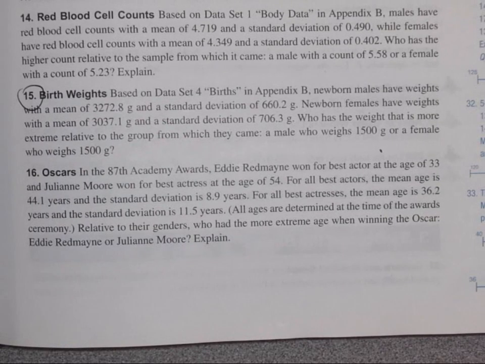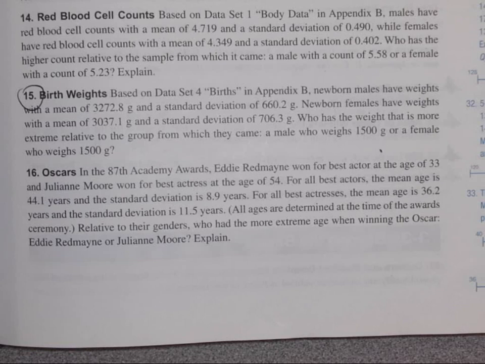So it says with the data set, this is listed in Appendix B. It says newborn males have weights of a mean of 3,272.8 grams and a standard deviation of 660.2 grams. Newborn females have weights of a mean of 3,037.1 grams with a standard deviation of 706.3 grams. Who has a weight that is more extreme relative to the group from which they came? A male that weighs 1,500 grams or a female that weighs 1,500 grams.